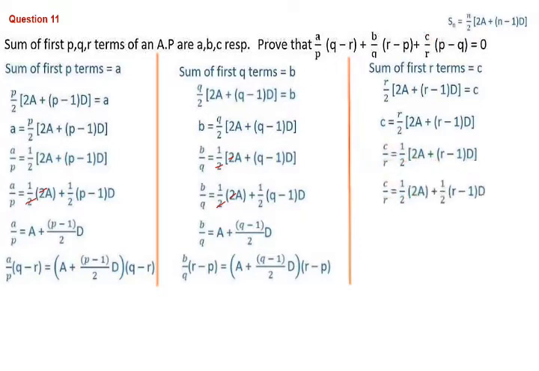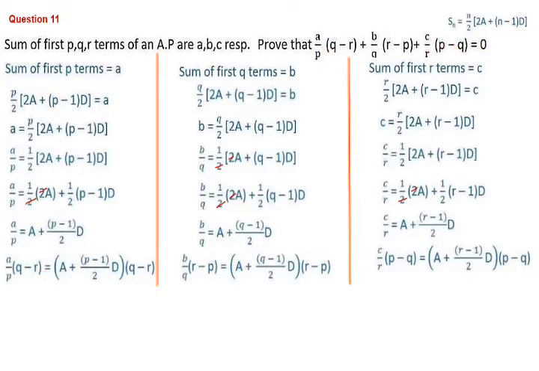Then take this one inside the bracket. C by R is equal to 1 by 2 into 2A plus 1 by 2 into R minus 1 into D. Here also the same process only, what we have done in the previous steps. That is C by R is equal to here A balance plus R minus 1 into D by 2. Then we want here C by R into P minus Q, multiply P minus Q. C by R into P minus Q is equal to whatever quantity is there on the right hand side into P minus Q.